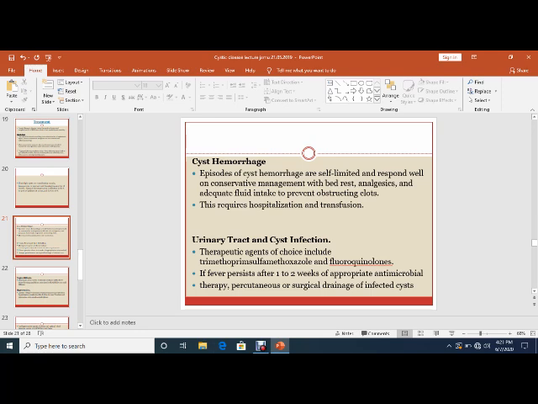Urinary tract and cyst infections, therapeutic agents of choice include: first, we should send the urine culture or aspiration of the cyst fluid for culture and sensitivity, and a blood culture. Then drugs should be started. These are fluoroquinolone, trimethoprim, sulfamethoxazole. If fever persists after 1 to 2 weeks of appropriate antimicrobial therapy, then percutaneous or surgical drainage of an infected cyst should be done.